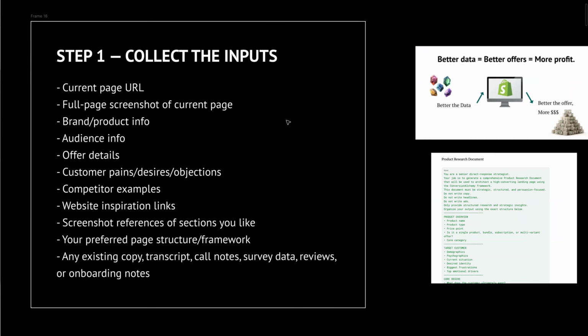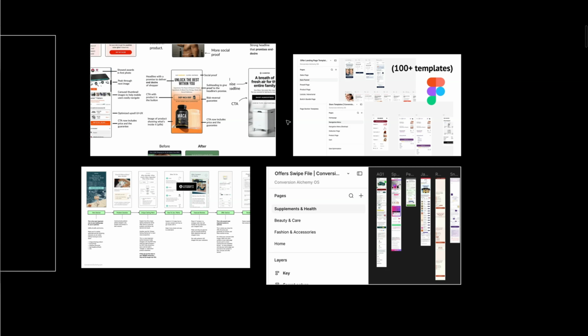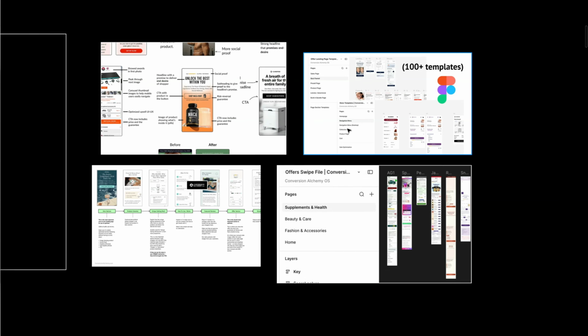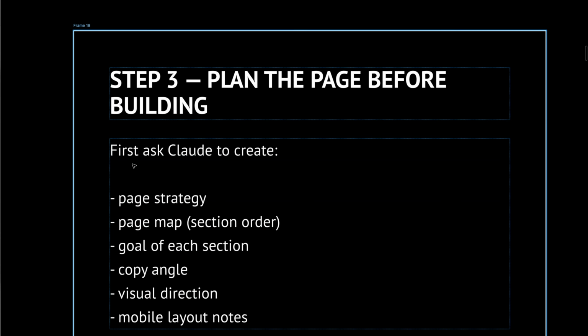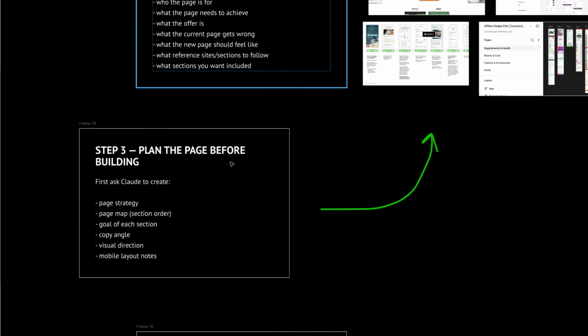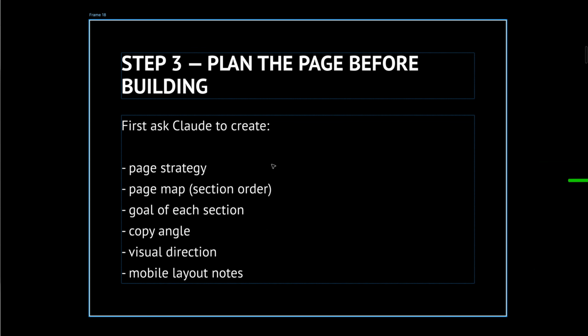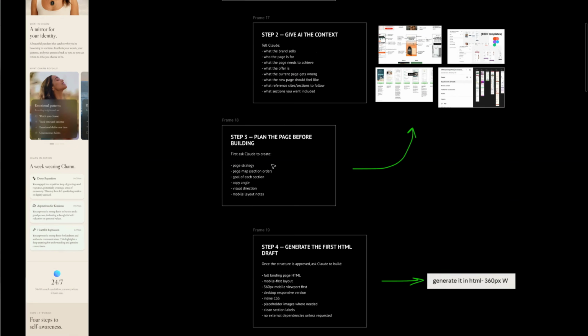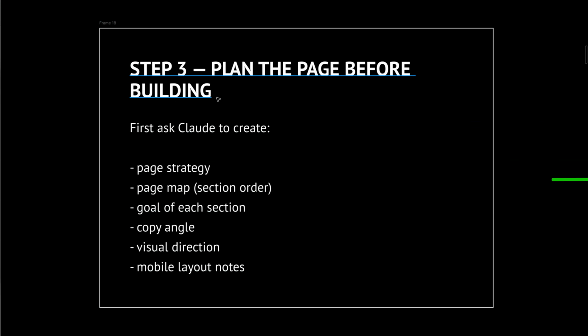So step 1, give it the inputs about your brand, your offer, your audience, who you're selling to. And step 2, show it what good looks like. Show it what a high converting page looks like. That's the next layer. The third layer is you want to ask Claude, basically, based on everything I've given you, create a page map. So create a page map of what the page is going to look like, because you want to audit where its direction is going to be. You don't want it to just spit out a design. You want to first understand what it's actually going to do.